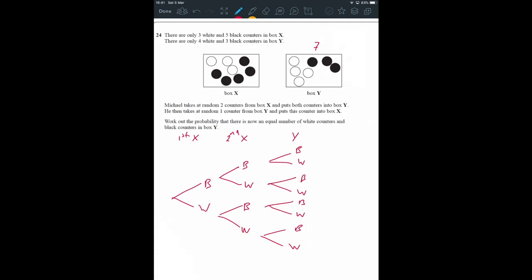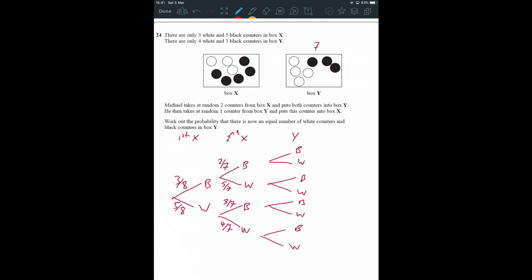I'm going to fill in all the X ones first, and then we'll think about, do we need all of the Y ones? So we originally had 3 black to 5 white, so that's 3/8, 5/8. If I take a black one out, I've only got 2 black left, so 2/7. I still got all 5 white. If I took a white out, I still have 3 blacks, but now only 4 whites.